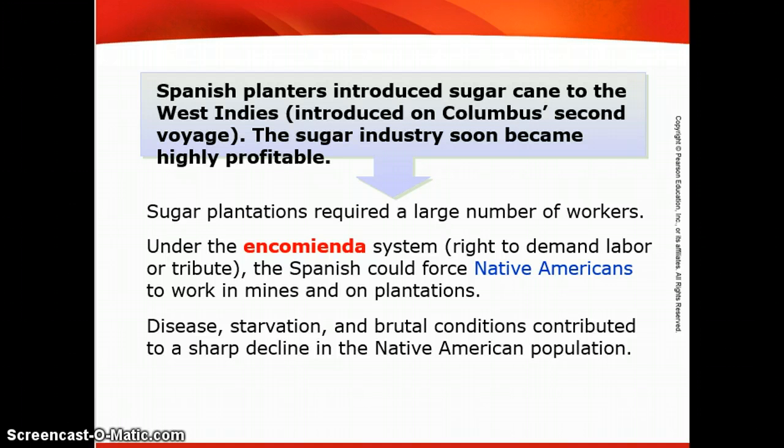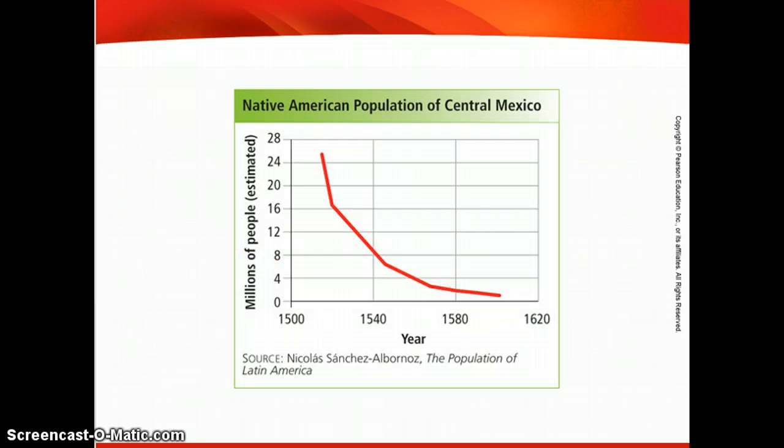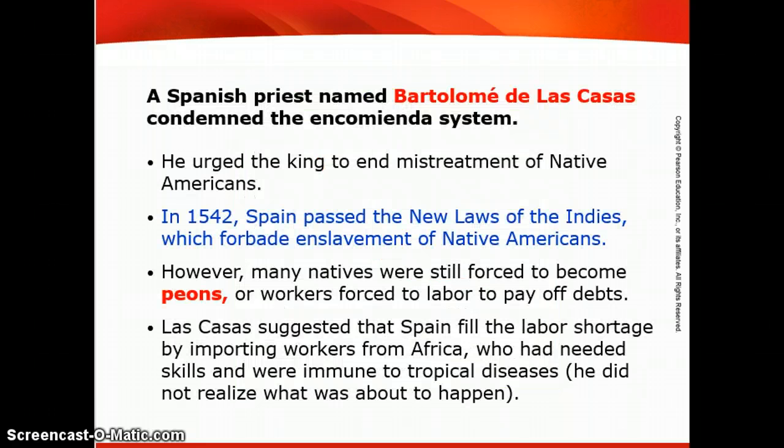Disease, starvation, and brutal conditions contributed to a sharp decline in the Native American population. And here is a chart demonstrating that. A Spanish priest named Bartolomé de las Casas condemned the encomienda system. He did not like the mistreatment of Native Americans. In 1542, Spain passed the New Laws of the Indies, which forbade enslavement of Native Americans. However, many natives were still forced to become peons, or workers forced to labor to pay off debts.